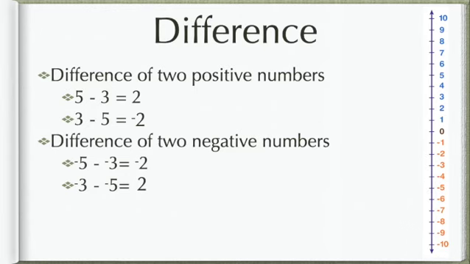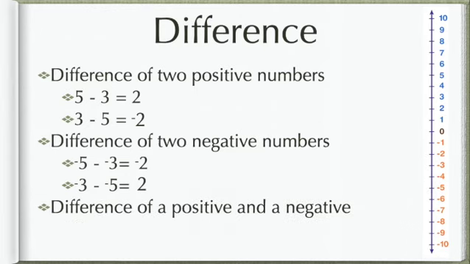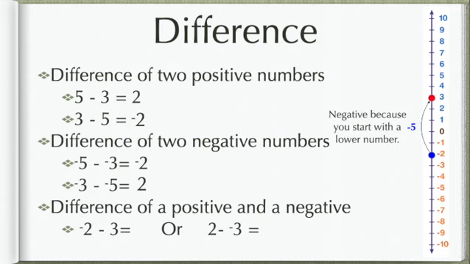Well, what if you have a mixture of both? What if you have a positive and a negative and you're subtracting, like these 2? If I have negative 2 minus a positive 3, if I plot them both on the number line like I have here, then I go from the first number to the second number. So I start with negative 2 and I move up to positive 3. Because I started at a lower position and went higher, my answer is negative. And it's 5 spaces below, so therefore it's negative 5.